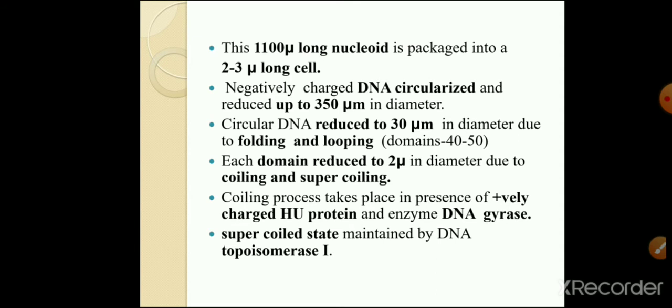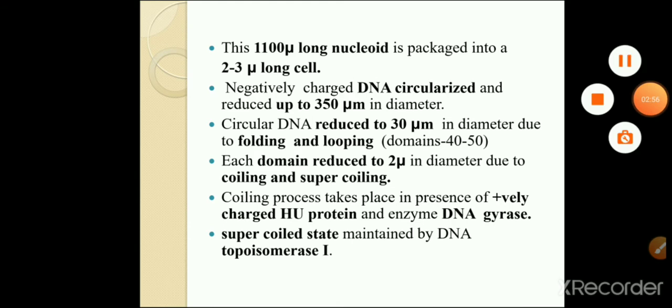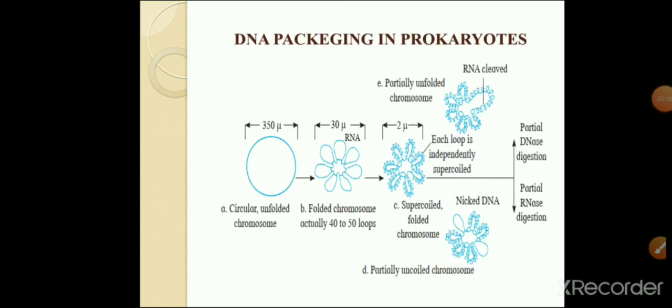Each domain is further coiled and supercoiled, thereby reducing the size down to 2 micrometer in diameter. This coiling, that is packaging, is assisted by positively charged HU protein, that is histone-like DNA binding proteins, and enzymes like DNA gyrase and DNA topoisomerase 1 for maintaining the supercoiled state. Watch this diagram carefully. See DNA packaging in a prokaryotic cell.